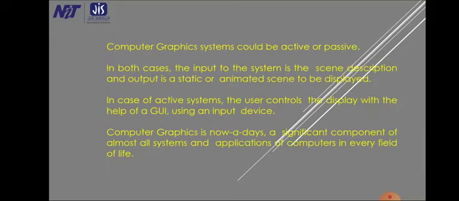Computer graphics systems can be further divided into active or passive. That means either they are active or they are called passive. They are of two types. In both cases, the input of the system is the screen description and the output is a static or animated screen to be displayed. Now, computer graphics is nowadays a significant component of almost all systems and applications of computers in every field of life, as we have already seen.